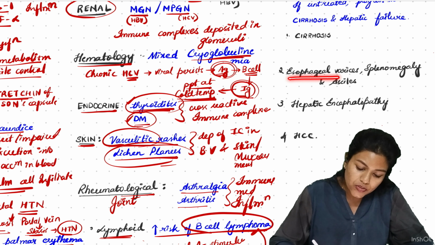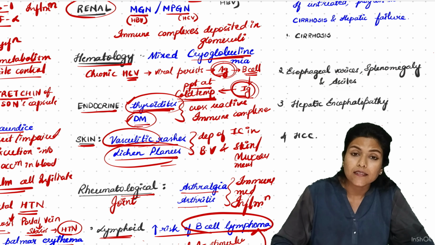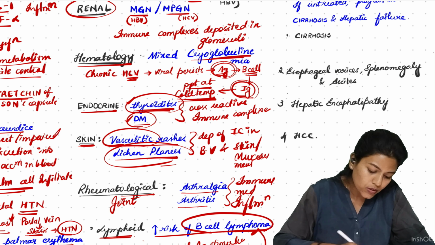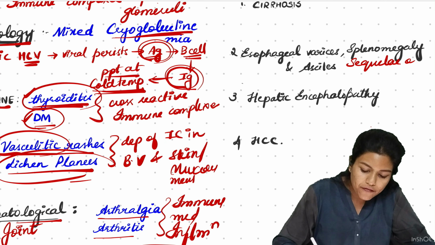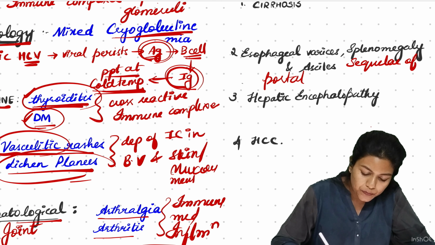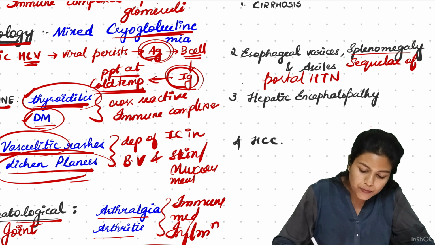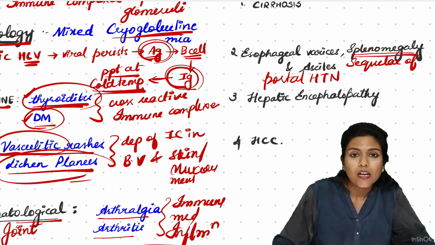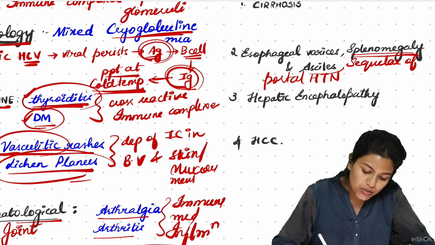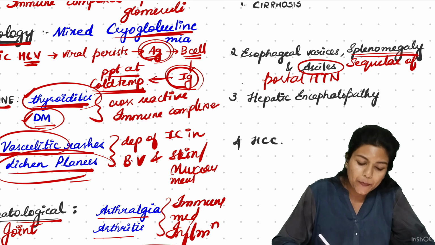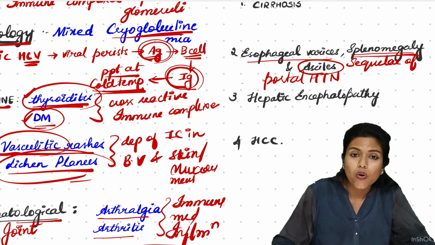And there are esophageal varices, splenomegaly, and ascites. All these three are attributed to portal hypertension. They are the sequelae of portal hypertension. Because of portal hypertension, there is backflow of blood to the spleen, which leads to splenomegaly, and there is transudative fluid leakage from the splanchnic capillaries into the abdominal cavity, leading to ascites. And because of portal hypertension, there are esophageal varices. All these three are the attributions of portal hypertension seen in chronic viral hepatitis.